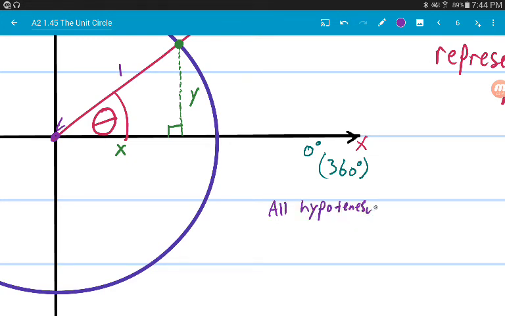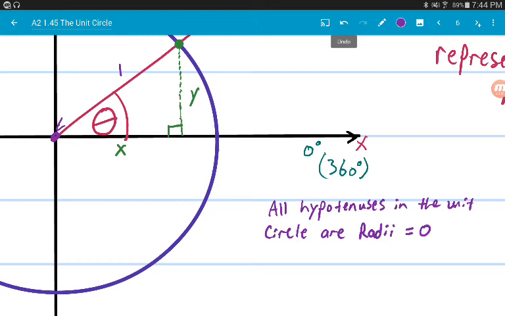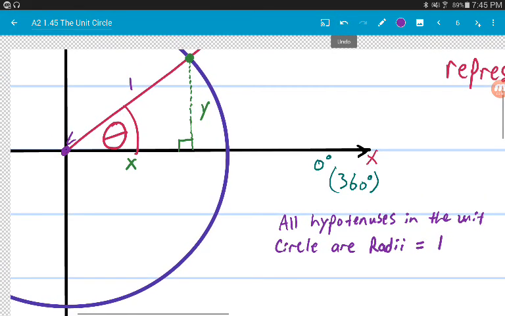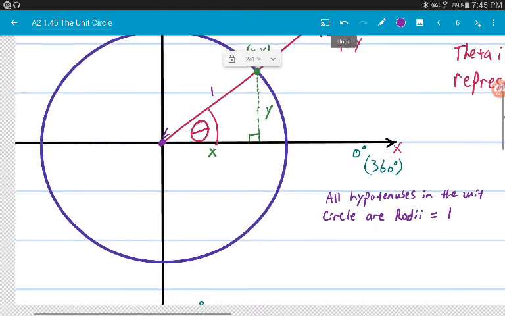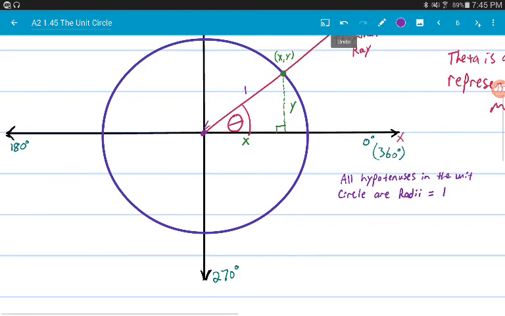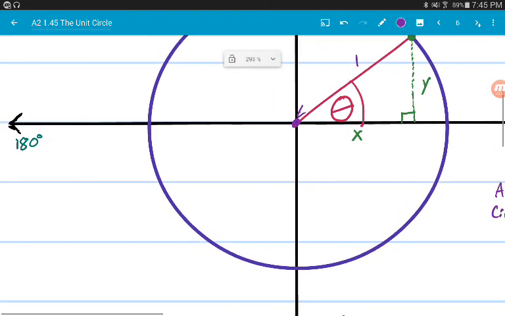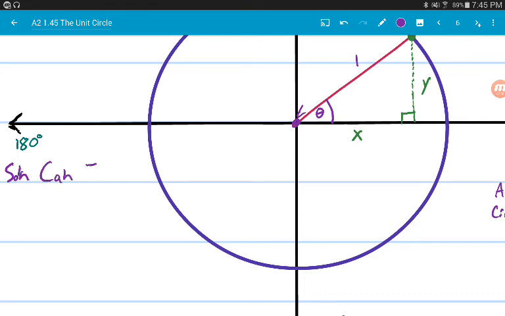All hypotenuses in the unit circle are radii. And that means that they're equal to 1. Now let's do a little throwback to SOHCAHTOA, because trigonometry has to do with sine and cosine. So if we do a little throwback to SOHCAHTOA, you may remember that it's SOH, CAH, TOA.